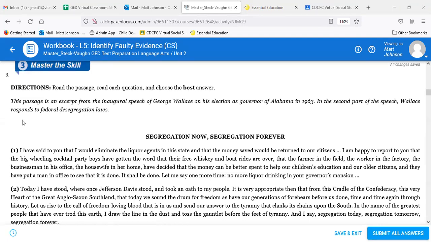I have said to you that I would eliminate the liquor agents in this state and that the money saved will be returned to our citizens.